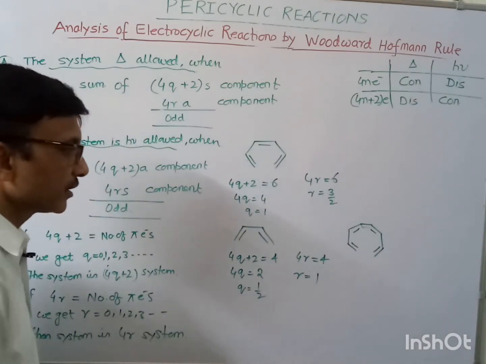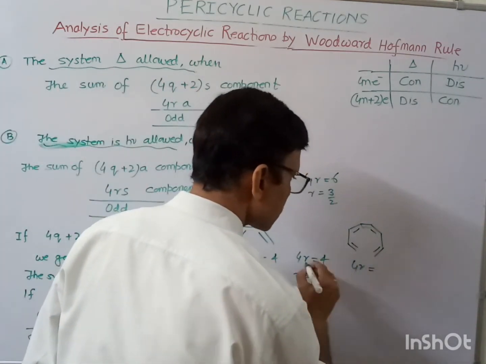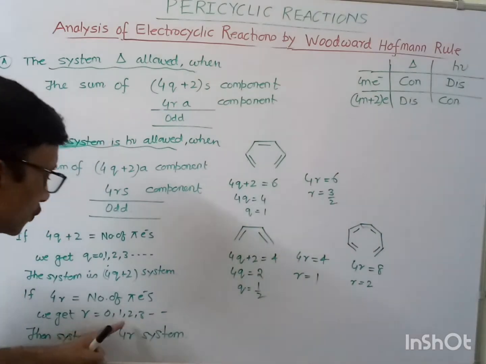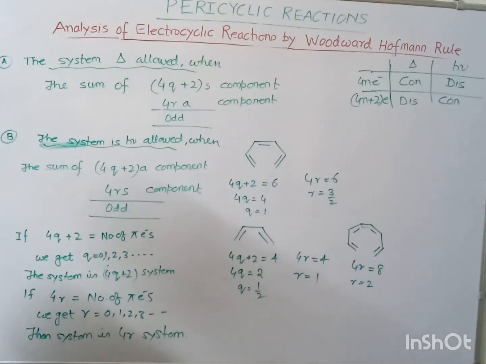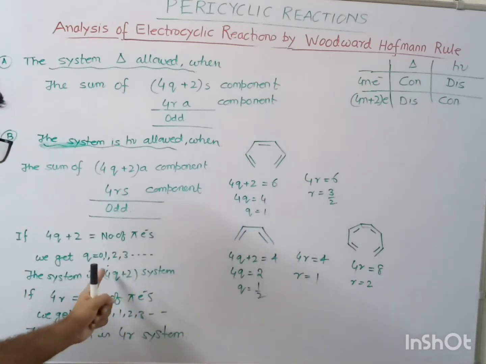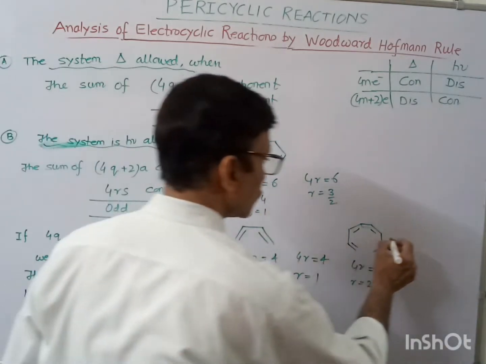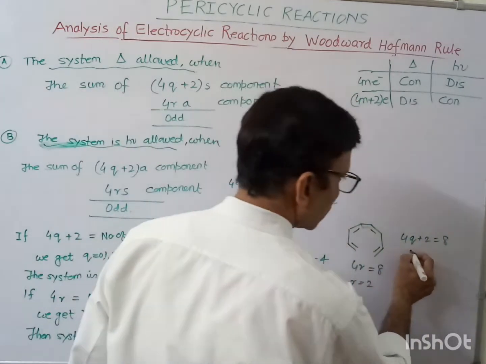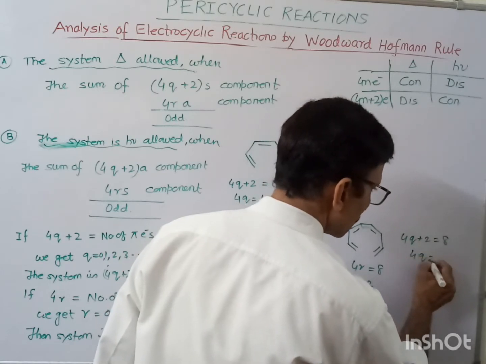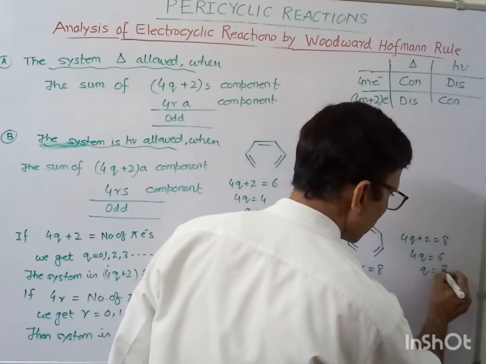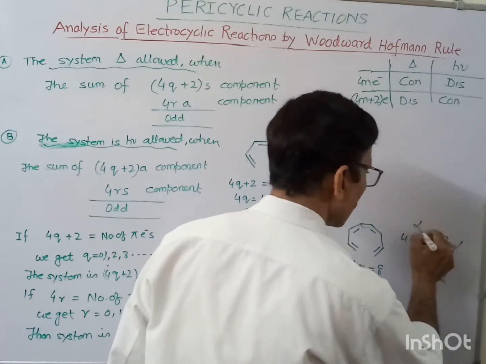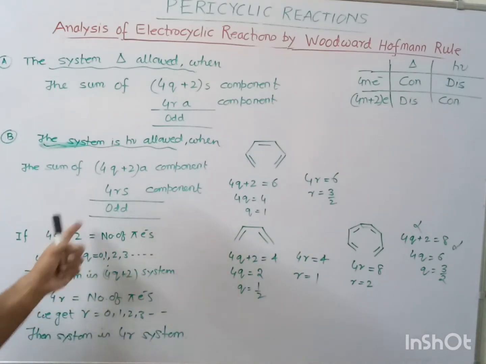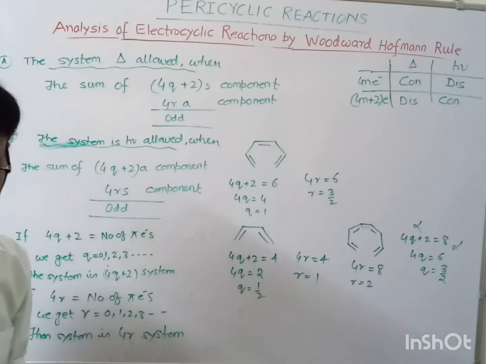So in octatetraene, suppose 4r comes out to be 8. So r is equal to 2. That's why this is our 4r system. And here it will not be a 4q plus 2 system: suppose I put 4q plus 2 is equal to 8, so 4q is equal to 6, and q comes out to be 3 by 2. So that's why it is not a 4q plus 2 system. Like this we may understand what is this 4q plus 2 or 4r system.